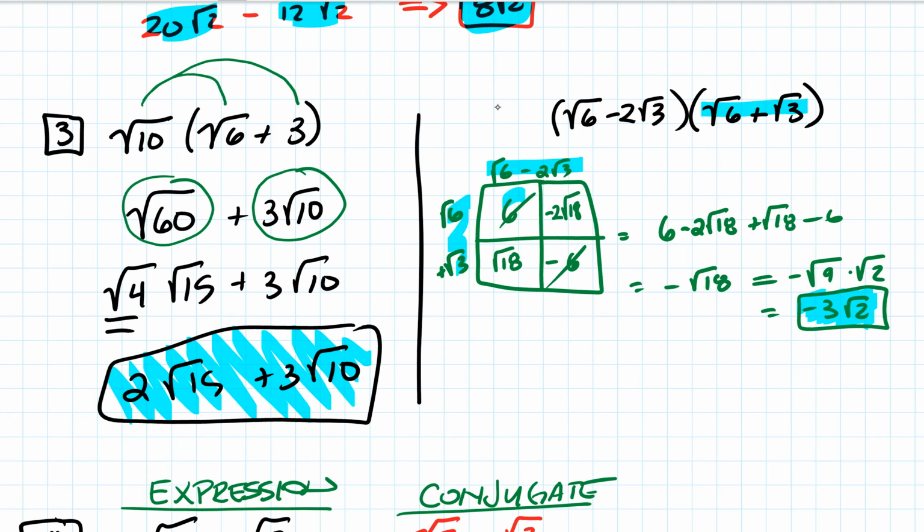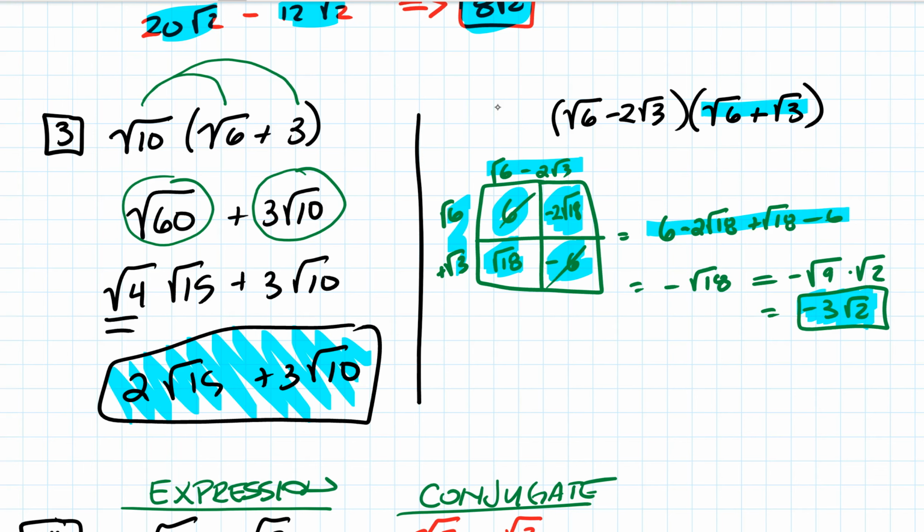Rad 6 times rad 6 is a 6. Rad 6 times a negative 2 rad 3 is a negative 2 rad 18. Rad 6 times a rad 3 is a positive rad 18. Rad 3 times negative 2 rad 3 is just going to be a negative 2 times a 3, which is a negative 6. And notice that the 6's cancel out.